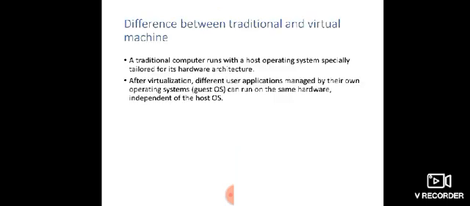So what is the difference between traditional and virtual machines? The traditional computer runs with a host operating system which is specially tailored for the hardware architecture. When we have hardware and install an OS on it, we can work on that computer according to the hardware architecture provided. But when we apply virtualization, we can have different user applications, each having their own operating system, which we call the guest operating system. They can run on the same hardware independent of the host operating system.